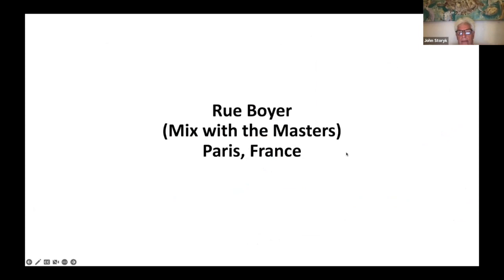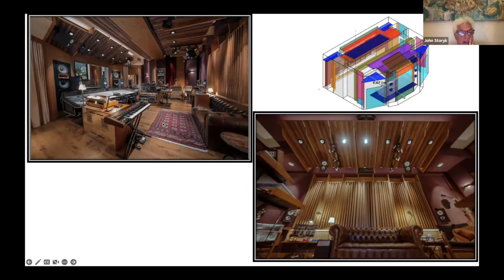Possibly our best known one is the new studios for Mixed with the Masters, which are called Rue Boyer. That's the name of the studio in Paris. And as you can see, very, very complex room. We did have the ability to modify the geometry; we were given an existing room that had been started, but we did make some changes to it. And on the rear wall, you see what we believe to be the largest third generation mod fractal. Again, modify the geometry first as best we can.